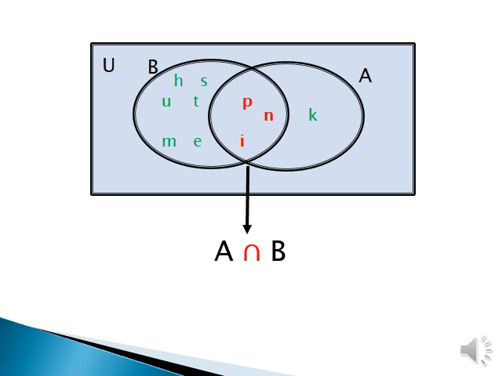It can be represented this way in the Venn diagram. See here, the elements P-I-N are common in both the sets. So here in the middle section it has been written. This is because these are common in both the sets. So here you can see the oval of set A and the oval of set B are intersecting with each other. This is the way to represent the sets for intersection. We'll continue in the next video.